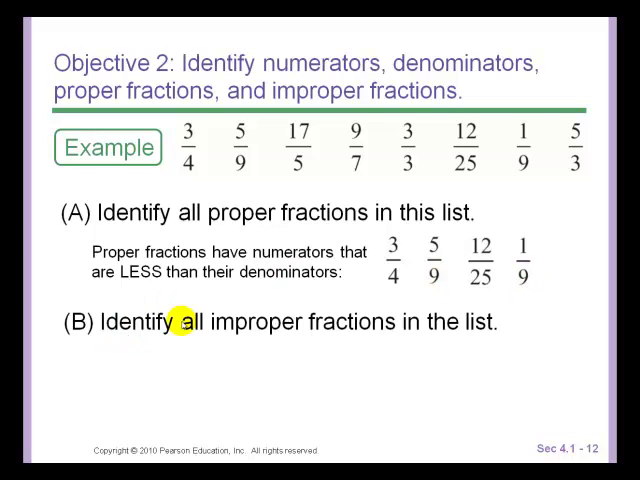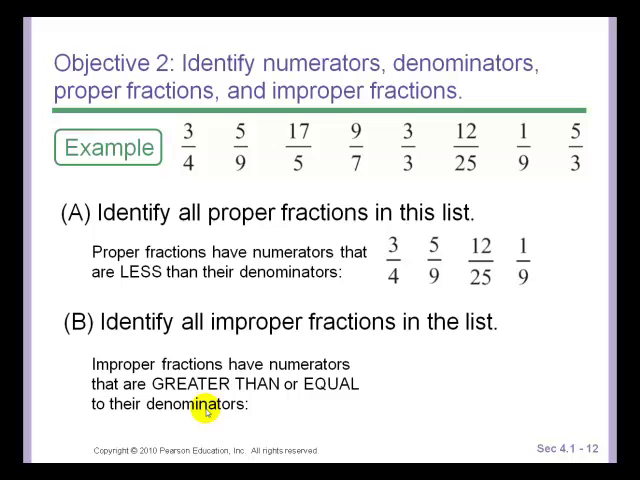Now we will identify all the improper fractions in the list. Improper fractions have numerators that are greater than or equal to their denominators. 17 is bigger than 5, so 17/5 is an improper fraction. 9 is bigger than 7, so 9/7 is improper. 3 is the same as 3, so that is improper. And lastly, 5 is bigger than 3, so that is also improper.